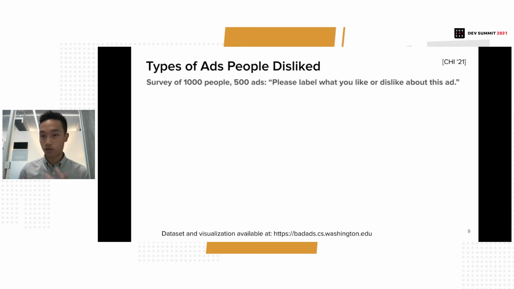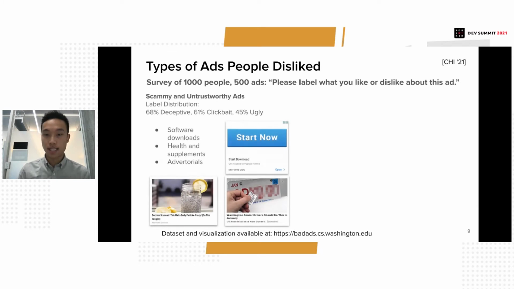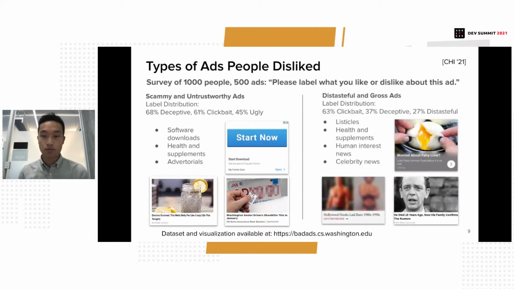I'll talk about 2 of those clusters that people disliked the most. First, participants disliked ads which they suspected of being scams, labeling them as deceptive, clickbait, or ugly. These included ads for software downloads that looked suspicious, ads for weight loss supplements that made dubious claims, and advertorials for products like insurance and mortgage refinancing. Another cluster of ads that people disliked were ads with gross and distasteful content, which they labeled as clickbait, deceptive, and distasteful. These include ads for supplements that use distasteful pictures, ads for listicles that use provocative images, and ads for tabloids and celebrity gossip.